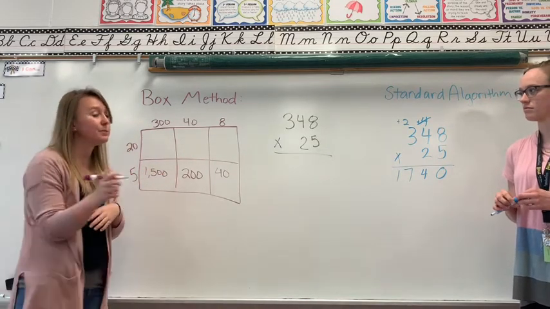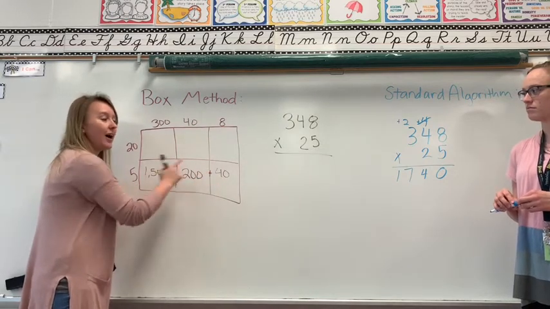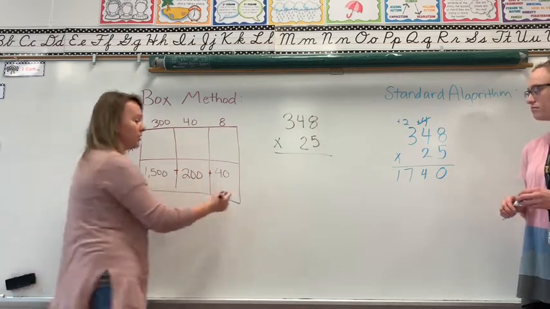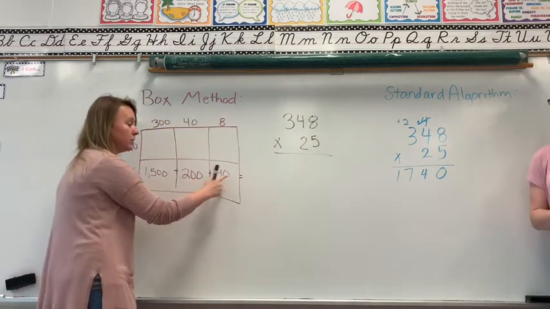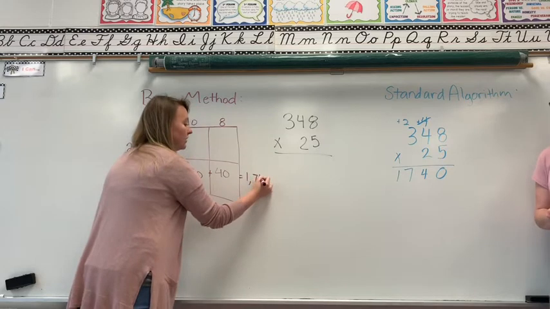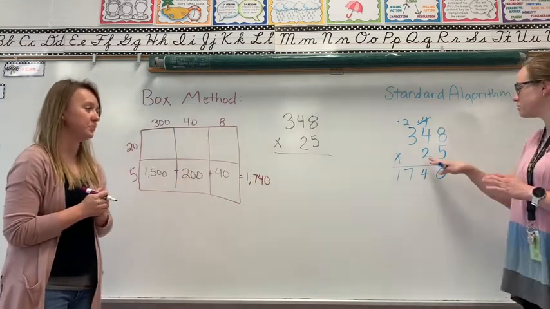Now here's the neat part, if I add these 3 numbers together, I'm going to get the exact same thing that Miss Hovis got from her step 1. Because 1,500 plus 200 plus 40 equals 1,740. Yep. And now we're going to move on to the tens place.